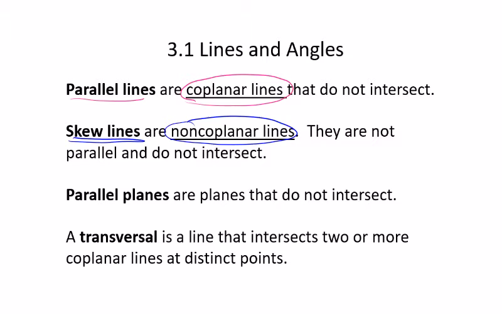And then parallel planes are planes that do not intersect. So where you have a whole plane that is parallel with another plane, those planes do not intersect. And then a transversal is a line that intersects two or more coplanar lines at distinct points. So you have two lines, right? And a transversal is a line that intersects those two lines. So the transversal will be the red line there.